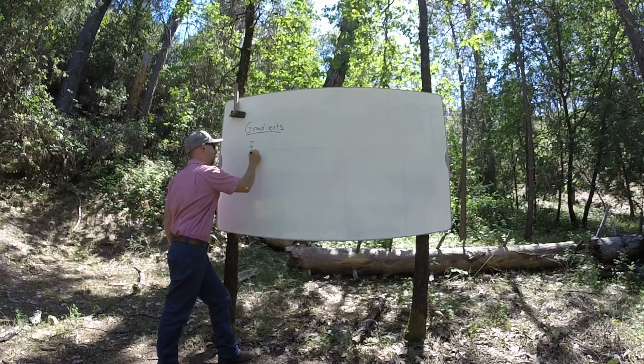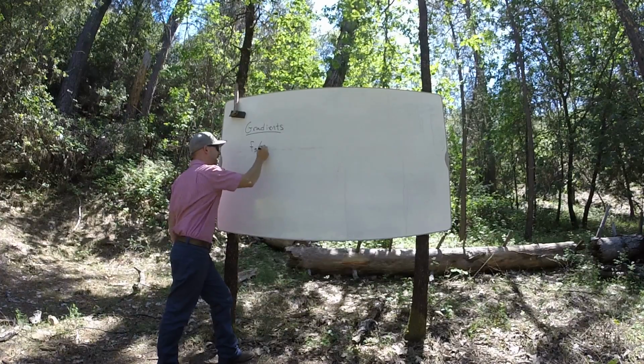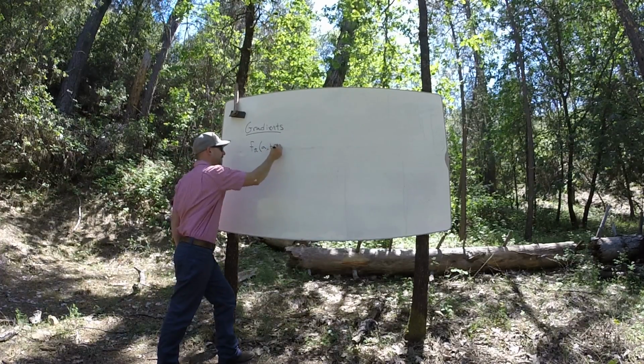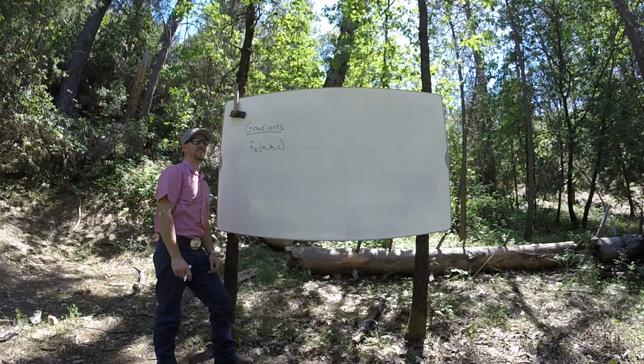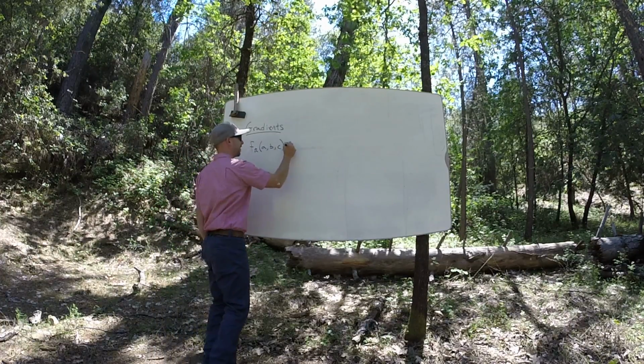So, I'm going to say f in the u direction, evaluated at a point A, B, C, is going to be a vector, right?